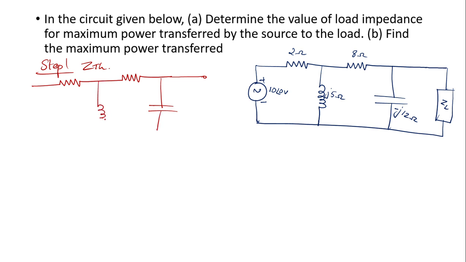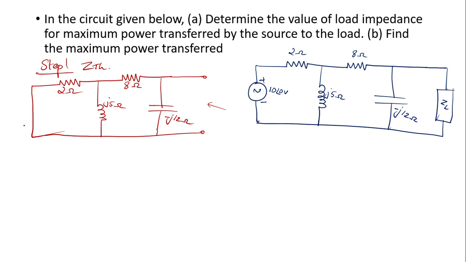Having a capacitor, inductor. Alright, it's a simple circuit. And we need to short circuit the voltage source. So you have 2 ohm, 8 ohm, J5 ohm, minus J12 ohm. And we need to find the value of the Thevenin's impedance. So it's quite simple. So these are your terminals.